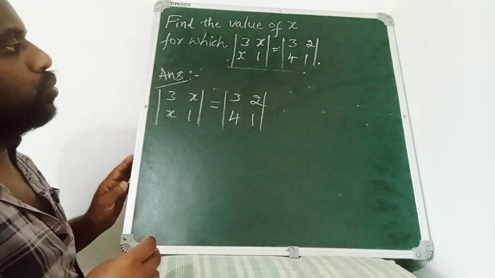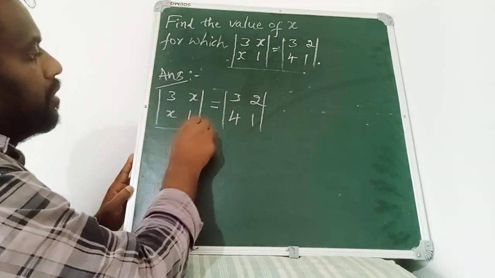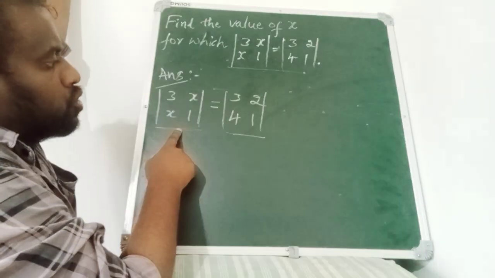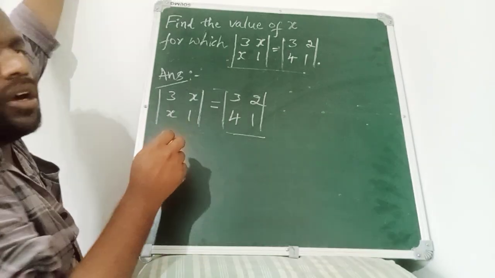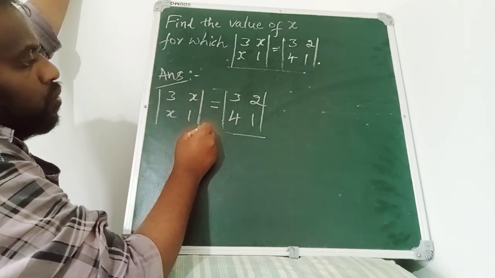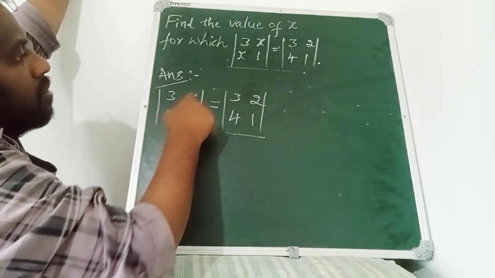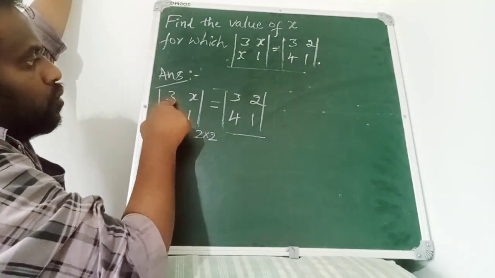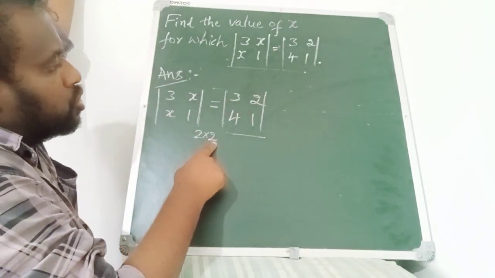The first thing you have to do is find the determinant of this and the determinant of this. See, this is a 2 cross 2 determinant, right? What does 2 cross 2 determinant mean? There are 2 rows and 2 columns. This is one row, this is the second row, so 2 rows, and I put a cross mark. This is one column, this is the second column, so 2 columns. So 2 rows, 2 columns. That's why I am saying this is a 2 cross 2 determinant.